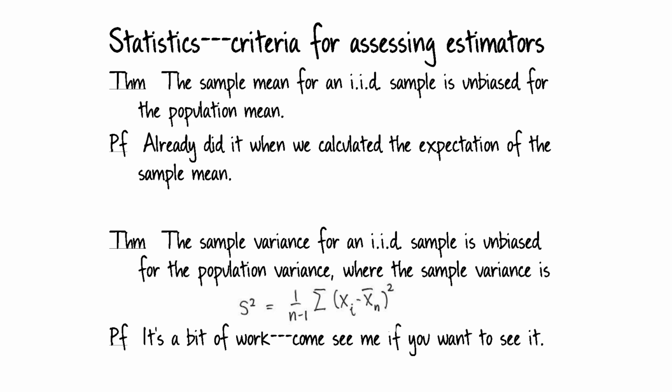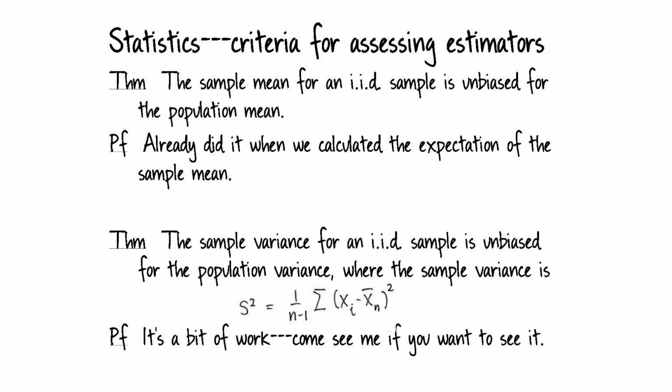Now, we actually already knew this. We didn't use the word unbiased, but remember when we introduced the sample mean, we calculated the expectation of the sample mean. You guys remember that calculation? Okay, we calculated the expectation of the sample mean, and it was equal to mu, the underlying mean, or the population mean. So, in fact, we already knew that.